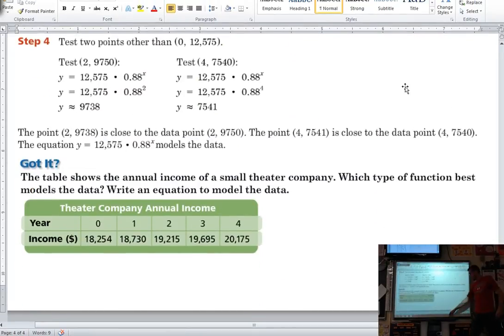And here, if we look at the common differences from 254 to 730, we're adding a little under 500. Then from 730 to 215, we're adding under 500. I'm almost certain it's not the same thing, but if we do those subtractions, we might as well look at a couple of those just to make sure. It's not.